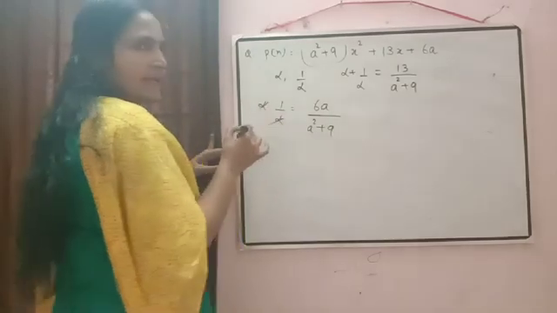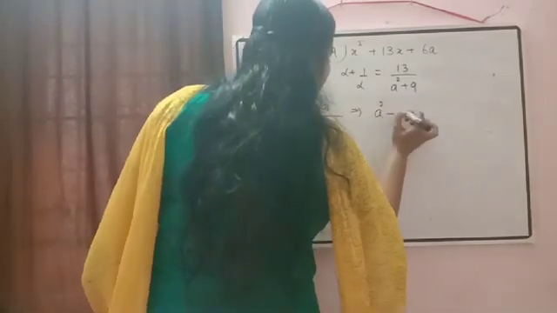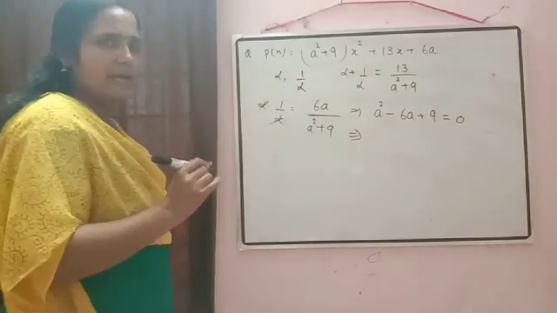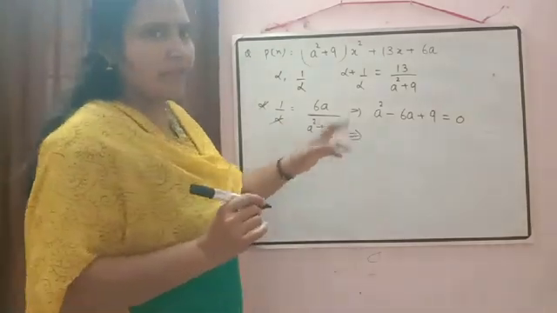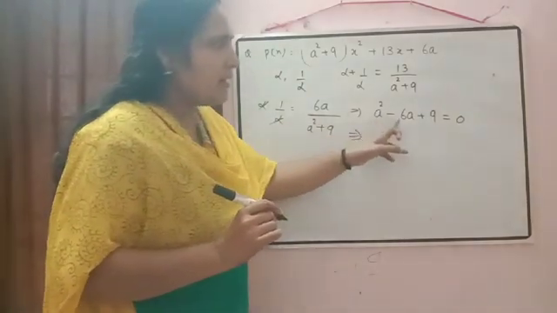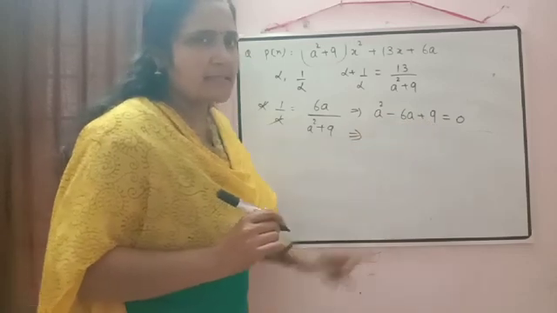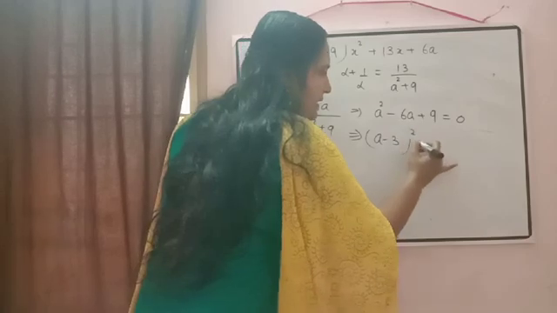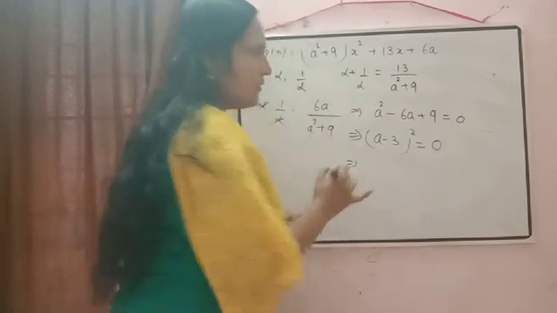So here this one will get cancelled. We can shift all the expression to one side. Then we will get a square minus 6a plus 9 is equal to 0. If you are familiar with identities, you can check, it is in the form of the identity a square minus 2ab plus b square. So we can rewrite it as a minus 3 the whole square is equal to 0.